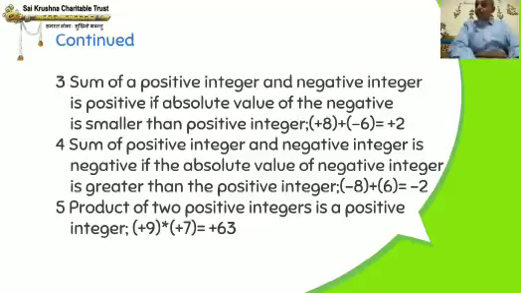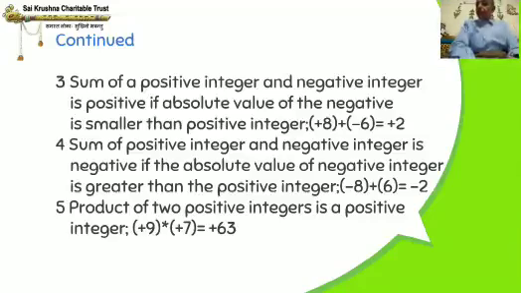So the sum of a positive integer and a negative integer is negative if the absolute value of the negative integer is greater than the positive integer. The positive integer is plus 6, and the negative integer is minus 8, but 8 being greater, 8 is the absolute value. Minus has been prefixed to 8, thereby it becomes a negative integer. So minus 8 plus 6 is equal to minus 2.